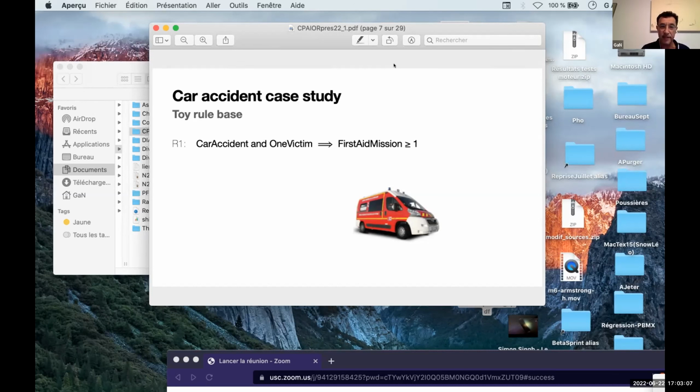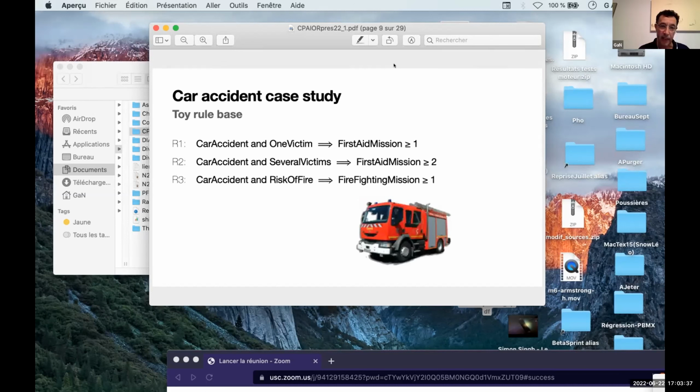And we'll see in the sequel that our problem is not only of a qualitative nature with propositional variables, but also of a quantitative nature. If you have more than one victim, if you have several victims, then you will have to plan more than one ambulance. For instance, 2 ambulances with 2 missions. A mission in our vocabulary is a kind of vehicle which is manned.